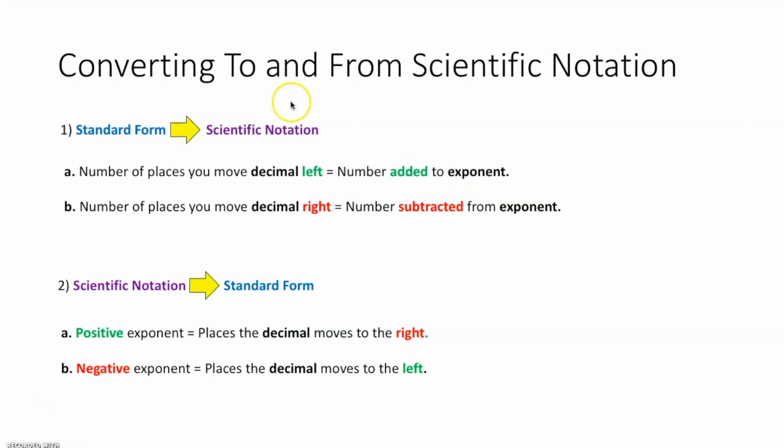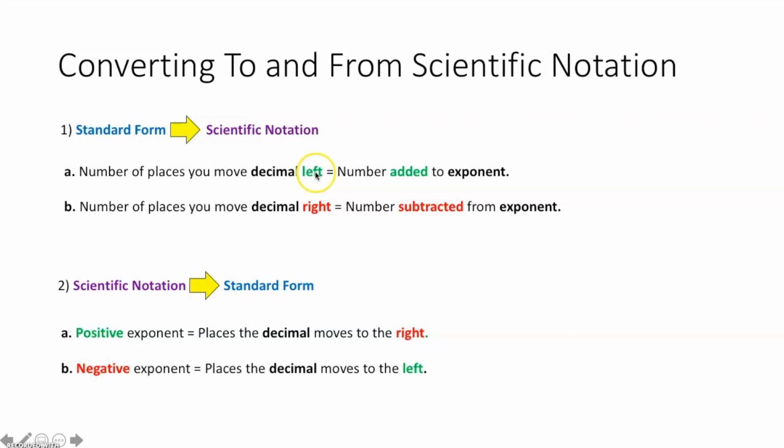Now let's talk about how to convert to and from scientific notation. So let's say you're given a regular old number in standard form, and you want to convert that to scientific notation. You're either going to have to move the decimal to the left or to the right. Now let's say you move the decimal to the left. You have to move the decimal until you get a number that is between 1 and 10. So you keep moving your decimal until you get a number that's between 1 and 10.